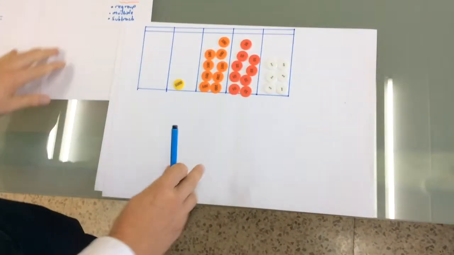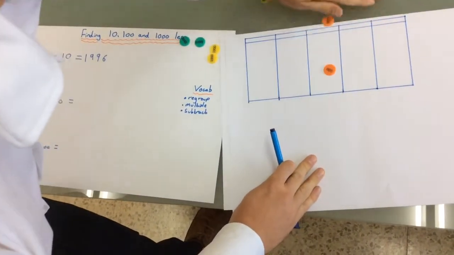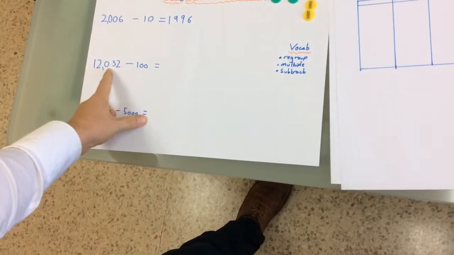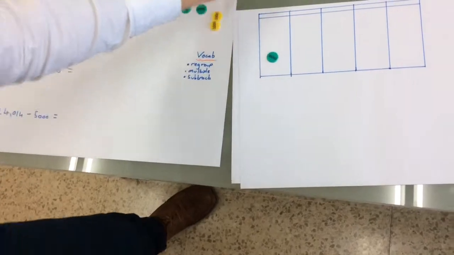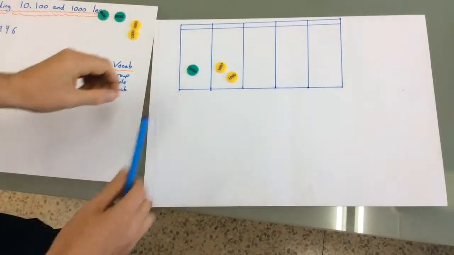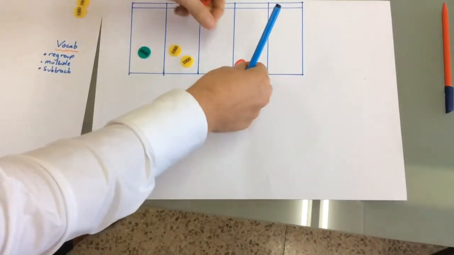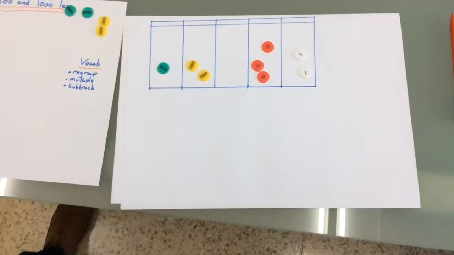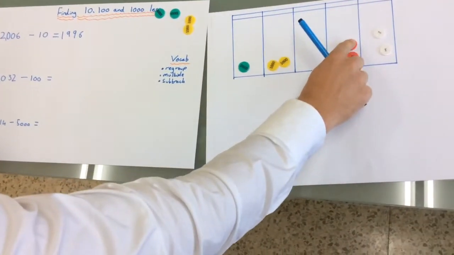Okay, let's look at the next question then. My next question says, what is 100 less than 12,032? So, 10,000, 12,000, and 32. And I have to find 100 less.